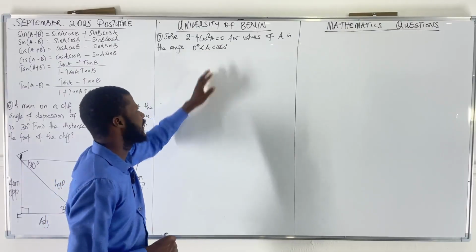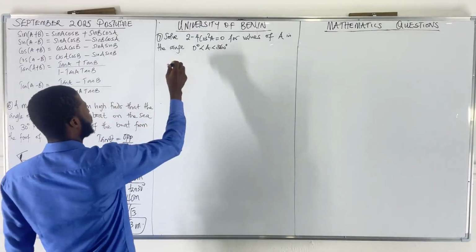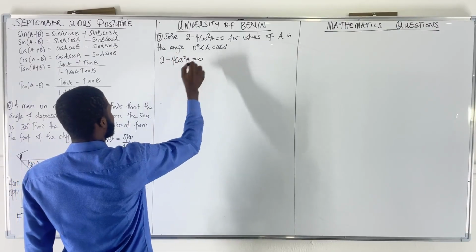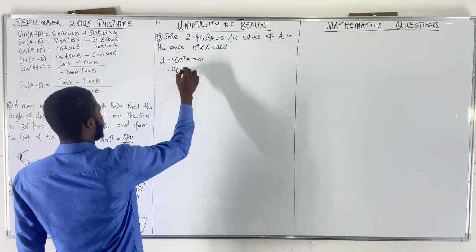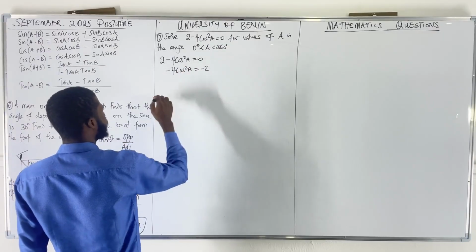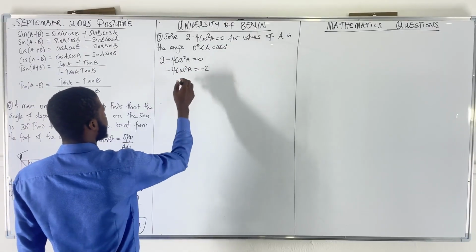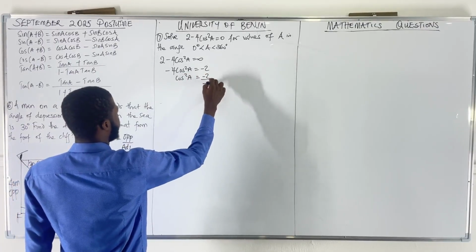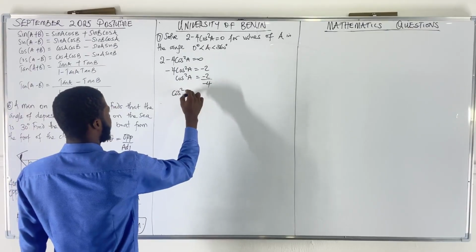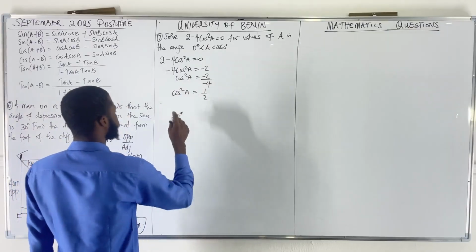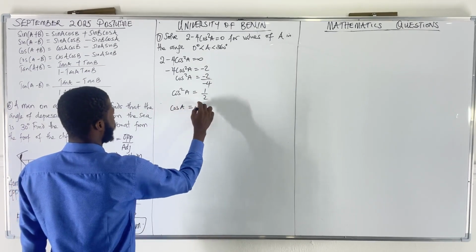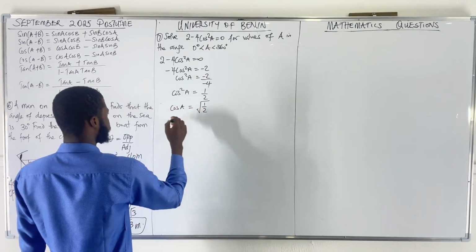Let's get started. First of all, let's solve the equation. So 2 minus 4 cos squared A equals 0. This will be minus 4 cos squared A equals minus 2. You move the 2 to the other side, then divide both sides by minus 4. So cos squared A equals 1 over 2. To remove the square, you take the square root. So cos A equals the square root of 1 over 2.